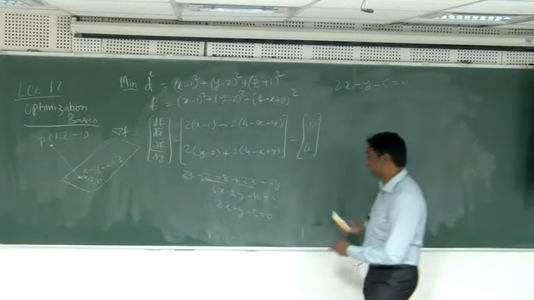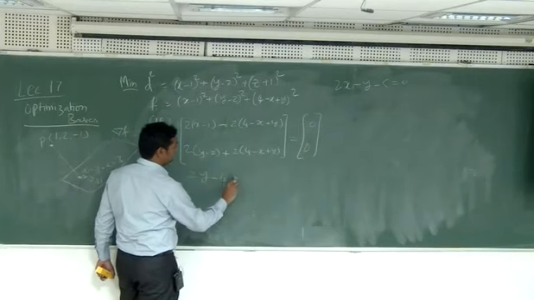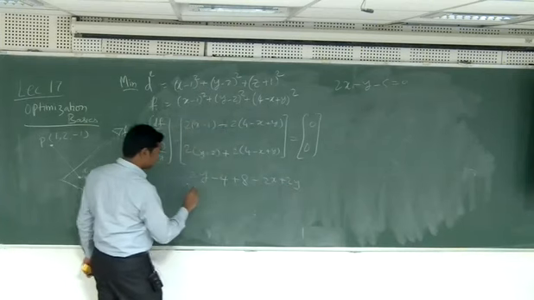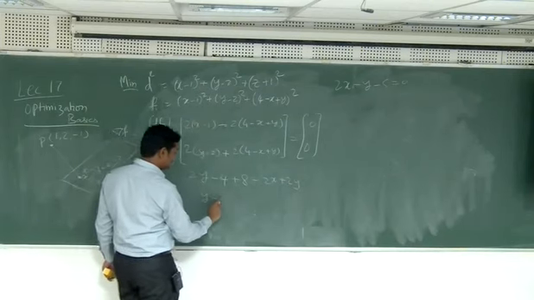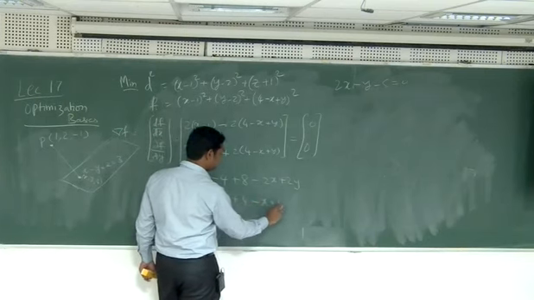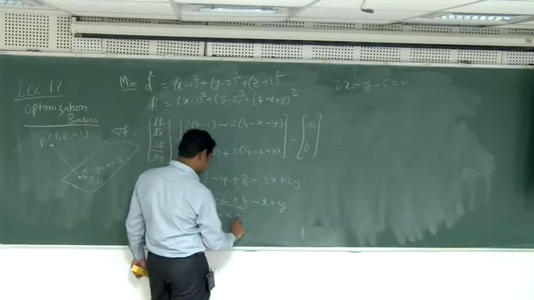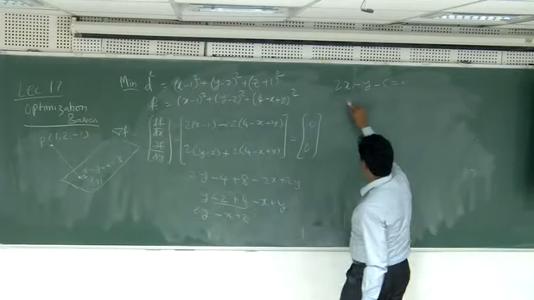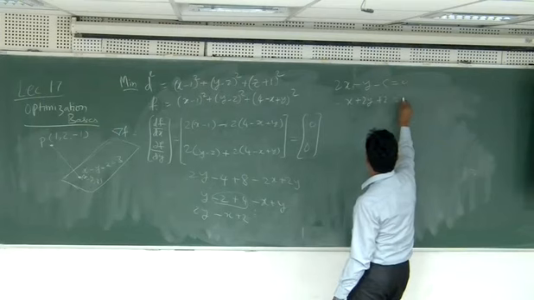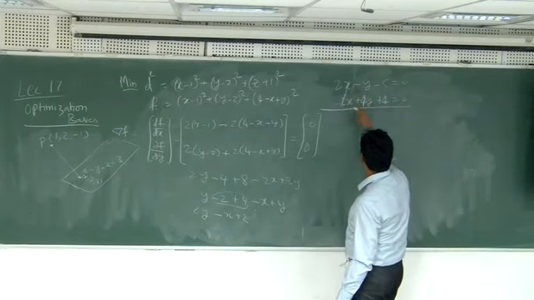What about the other one? This is 2y minus 4 plus 8 minus 2x plus 2y. So I'll cancel all the 2's. So y minus 2 plus 4 minus x plus y, so that is 2y minus x plus 2. So minus x plus 2y plus 2 equal to 0. Okay, so I'll multiply by 2 and then add them.